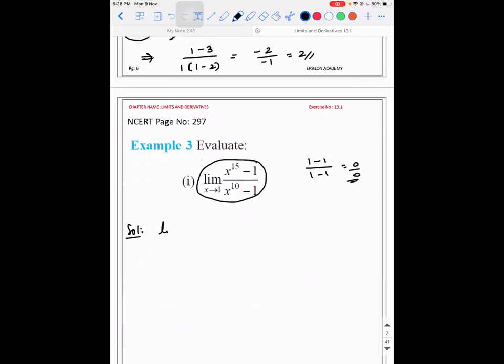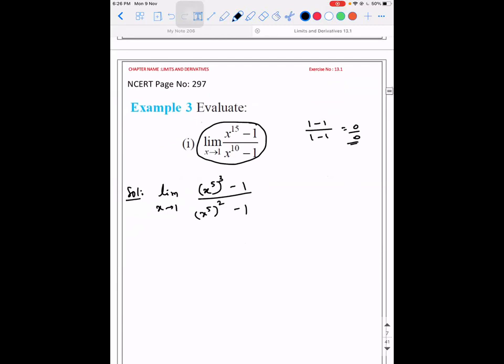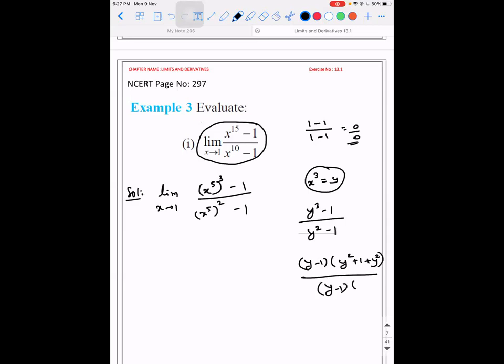So the solution is limit x tends to 1, x^15 - 1, can I write it like this? (x^5)^3 - 1 divided by (x^5)^2 - 1, because 15 and 10 are multiples of 5. So if I take x^5 as y, then the numerator is y^3 - 1 and the denominator is y^2 - 1. y^3 - 1 is (a - b)(a^2 + ab + b^2) and the denominator is (a - b)(a + b). Then y - 1 will get cancelled.